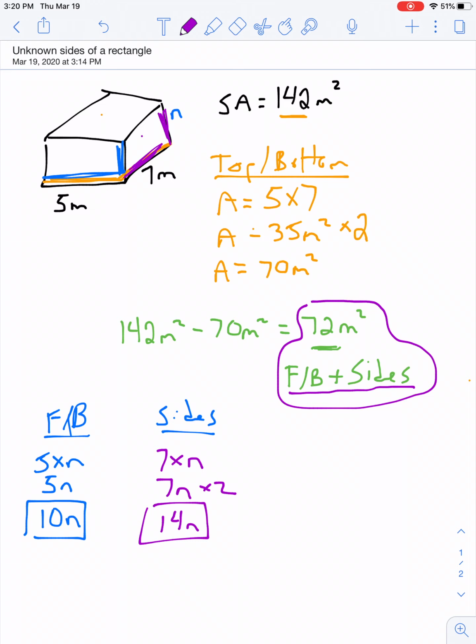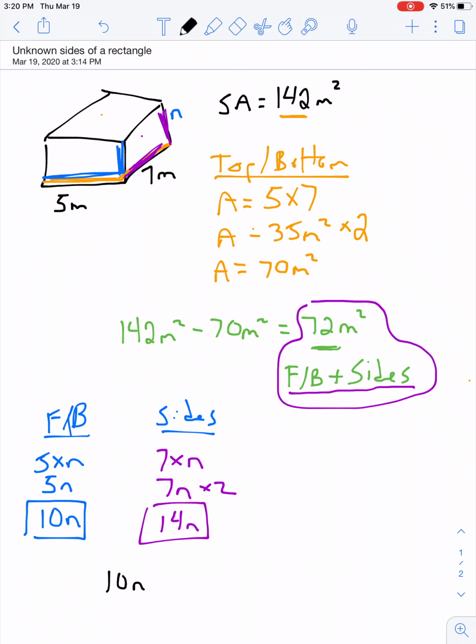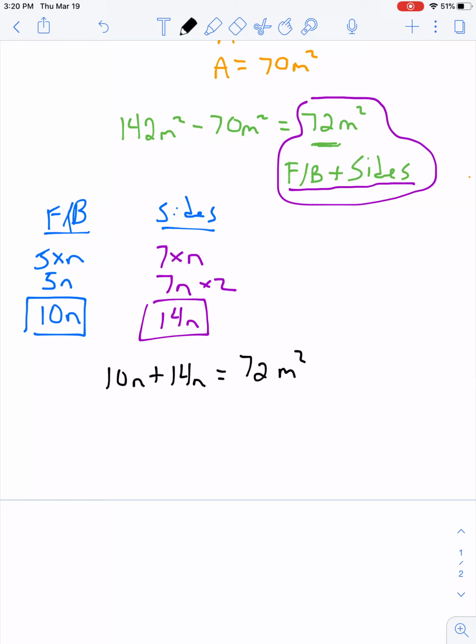So I can actually say a statement like 10n plus 14n will equal 72 meters squared. I still don't have a clue what n is yet in terms of number value, but I can now turn around and do some algebra. We knew that 10n represented 10 rectangles, and 14n looks the same as 14 rectangles when we're looking at pictures. So in total, I have 24 rectangles, and we know that that's equal to an area of 72 meters squared.